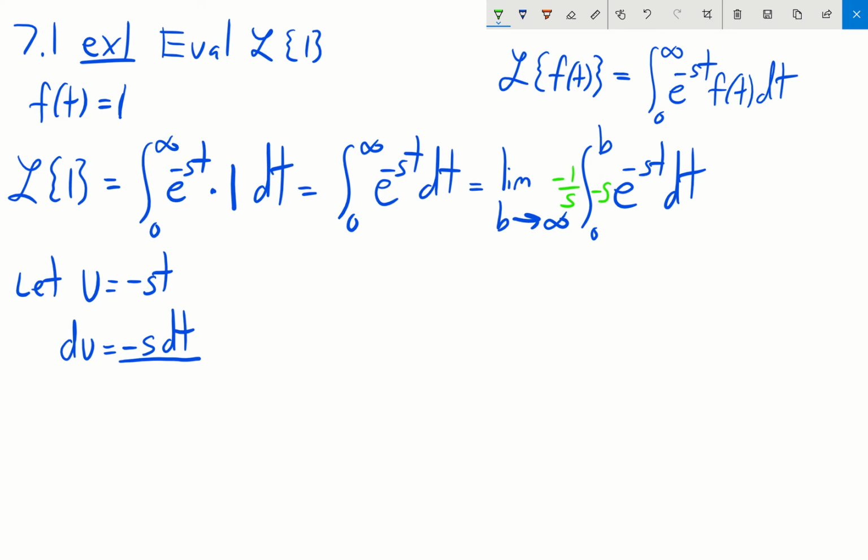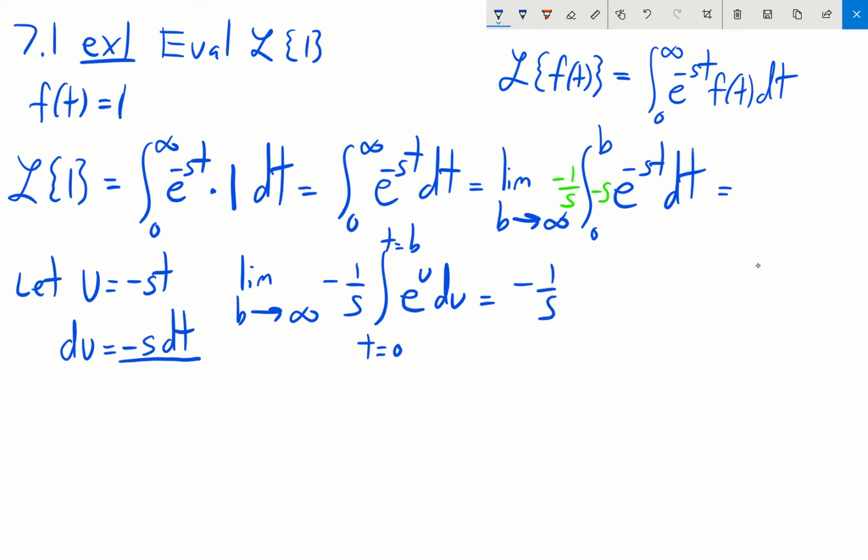So let's go ahead and do that. It's going to be equal to the limit as b approaches infinity of negative 1 over s, the integral from, be careful, we're doing a substitution here, this is from t equals 0 to t equals b. I'm not going to change the bounds on this. You could if you wanted to, but this would now be e to the u du, which is going to be negative 1 over s.